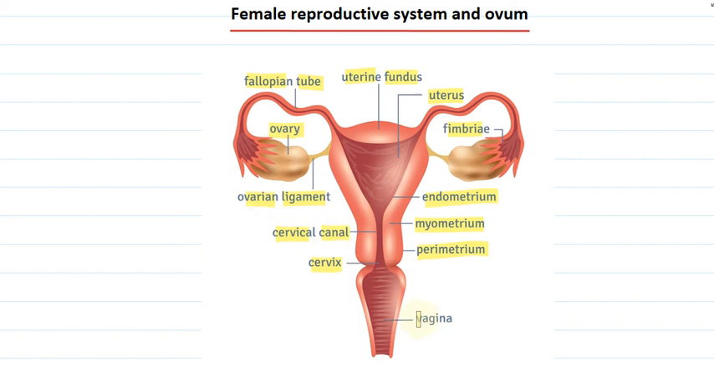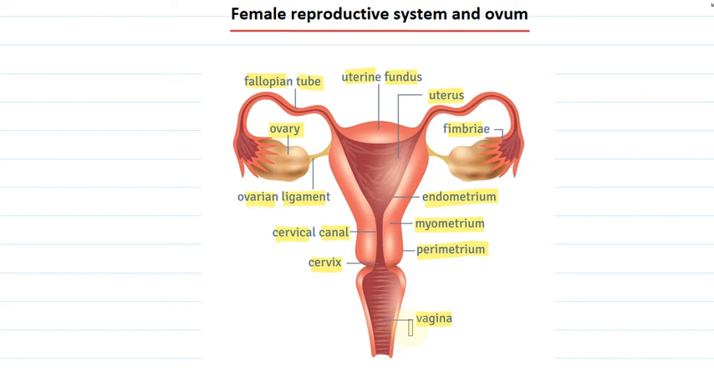And finally there is the vagina. The vagina is a tube-like structure extending from the cervix to the outside of the body. It is the site for sperm deposition at the time of coitus.